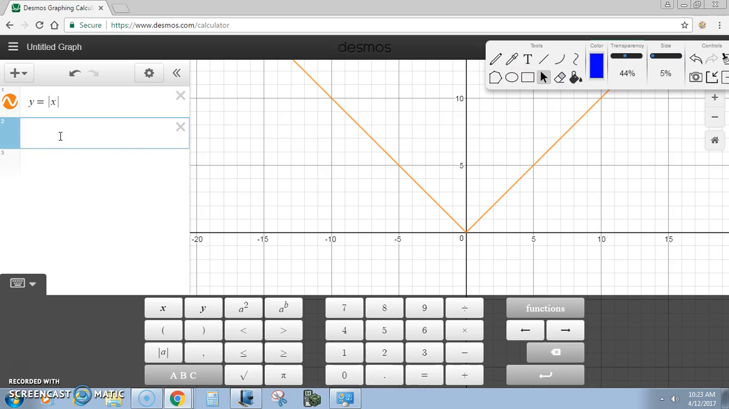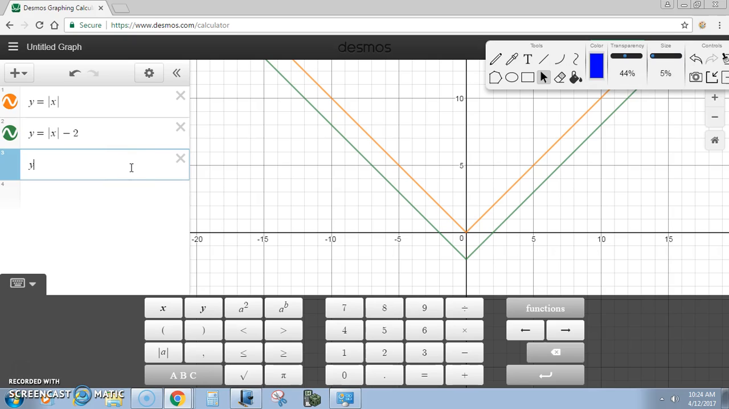If we want to move this function down 2, we put that on the outside. Shifting vertically goes on the outside of what's happening with the function. So if I want to move it down 2, the new green line is going to be right there, on the outside of that absolute value sign. If I want to move it horizontally, it's going to be on the inside. If I want to move it right horizontally, it's going to be on the inside of that sign. So y equals my absolute value bars x.